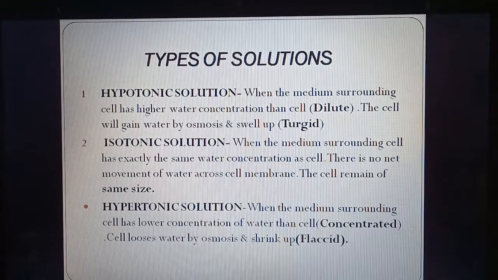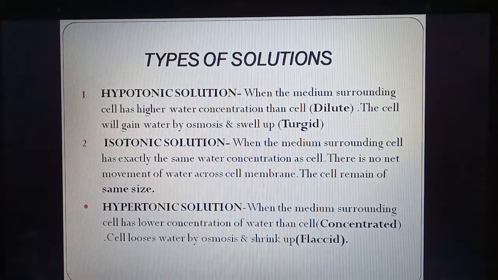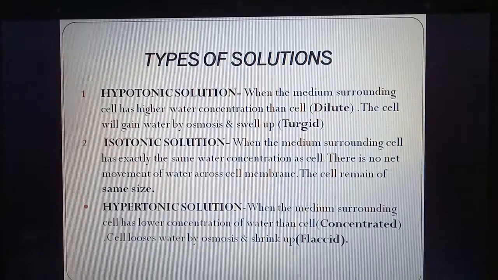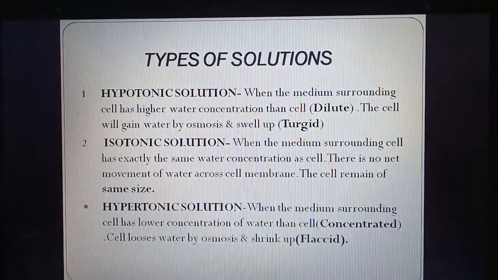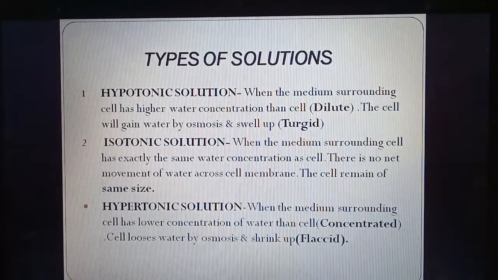Hypertonic solution. When the medium surrounding the cell has lower concentration of water than the cell, or we can say it has more solid. Hyper means more, so it has more solute. Such a solution is called a concentrated solution. The cell will lose water because the surrounding has less water. Water will move out of the cell by osmosis and the cell will shrink. This condition is called flaccid condition.